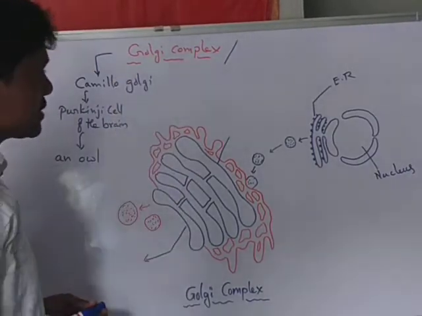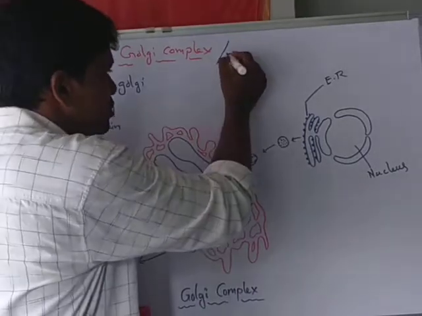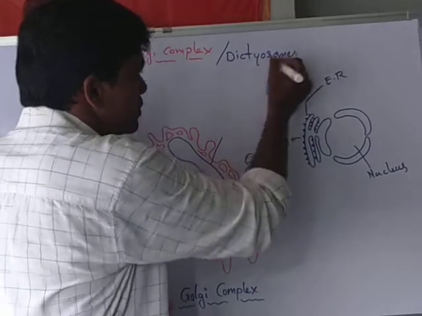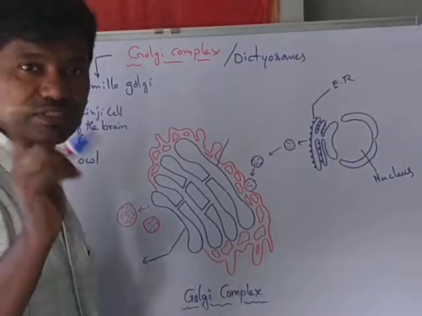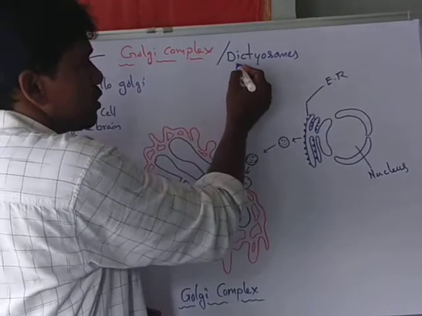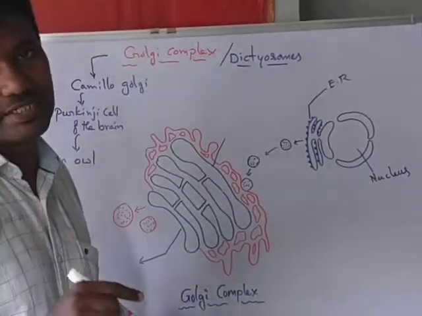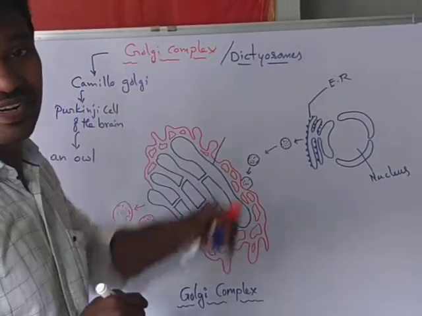The Golgi complex has another name, which is dictyosomes. In plant cells and in lower invertebrates, the Golgi complex is generally called dictyosomes.